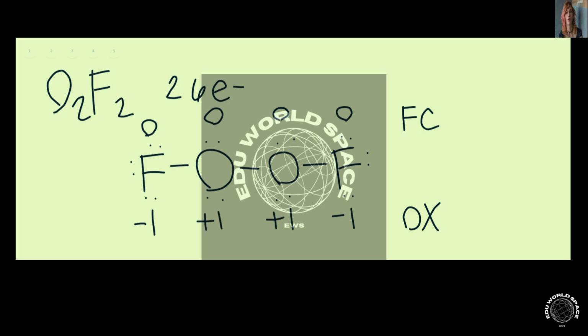So these oxidation states would indicate that you have a powerful oxidizing and fluorinating agent. It would indicate that this is less stable and more reactive. So the oxidation states are more reflective of the oxidizing and fluorinating properties of O2F2. So when we're talking about how reactive a molecule is going to be, we're going to use oxidation states.